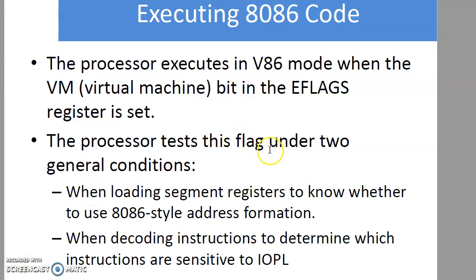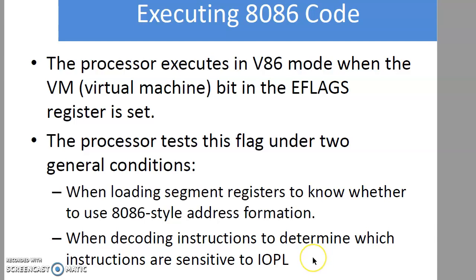The processor tests the VM flag under two general conditions. The first is when loading segment registers, to know whether to use 8086-style address formation. That is when the segment registers are loaded and it is checked whether 8086-style address formation is to be done. That time the VM flag gets checked.